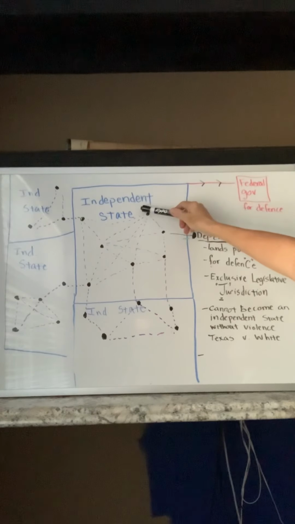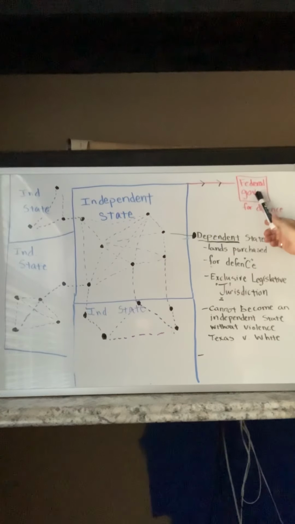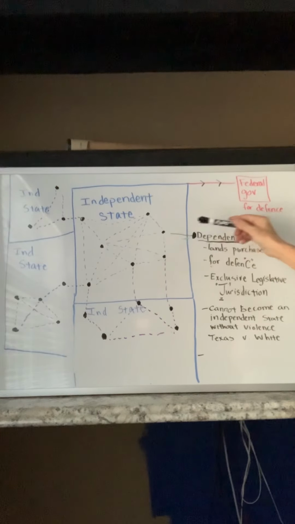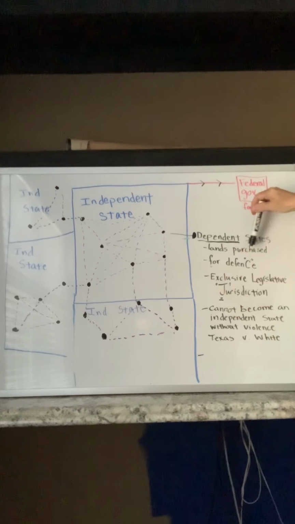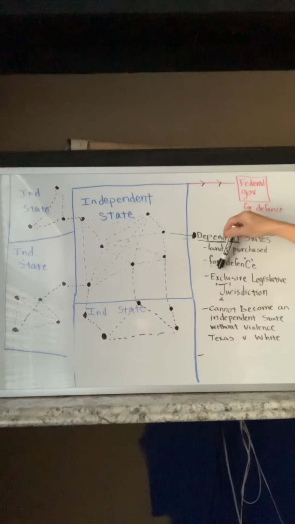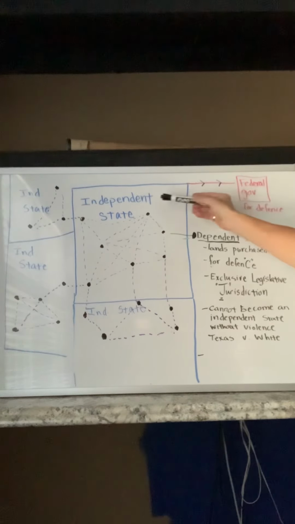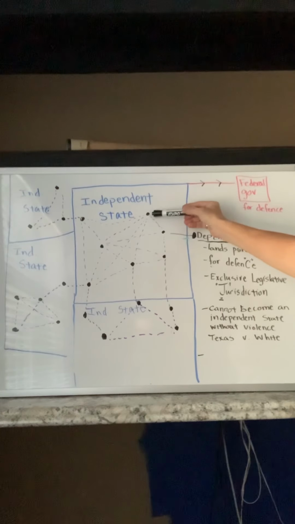So the independent states created the federal government, and the federal government created dependent states within the independent states by purchasing lands for defense. The lands were going to be exclusively legislated by the federal government, which means the independent states had no say-so in what happened on the federal lands.